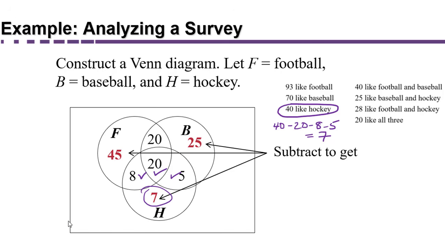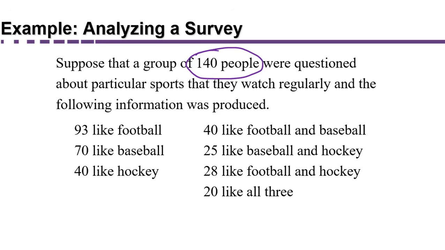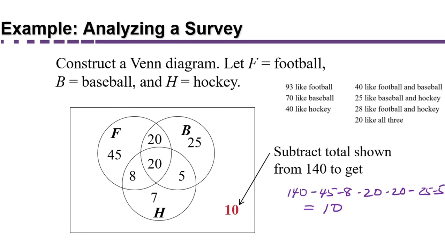Finally, we have one more region, this outer part that's only in the universal set for the people who didn't like any of them. To get that information, we need to recall that there were 140 people altogether who were questioned or surveyed about their sports that they like. Subtract the total shown from 140 to get that there are 10 people who were surveyed who didn't like any of the 3.